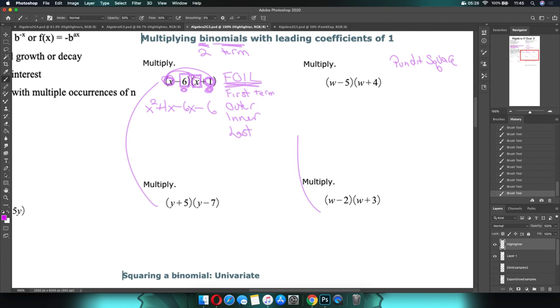forgetting something. Now we do have like terms here because we have the 1 and we have the 6. So x squared minus 5x minus 6. Yeah, 5x minus 6. And that's your answer.